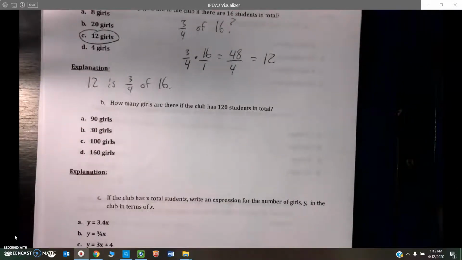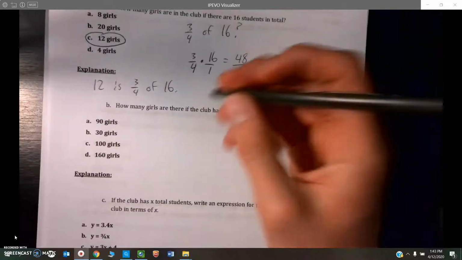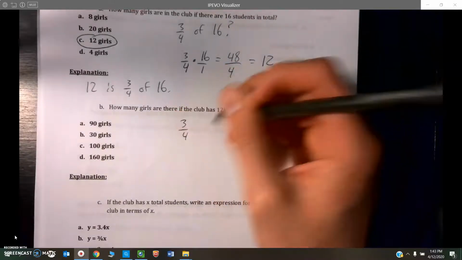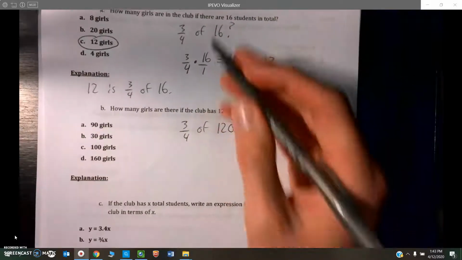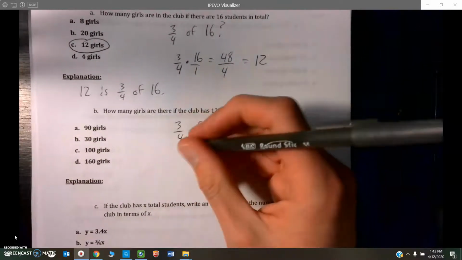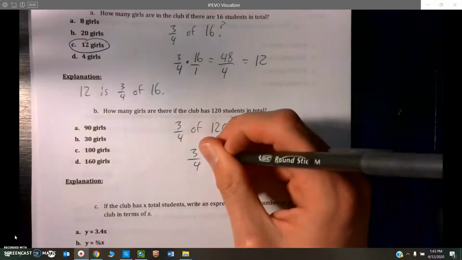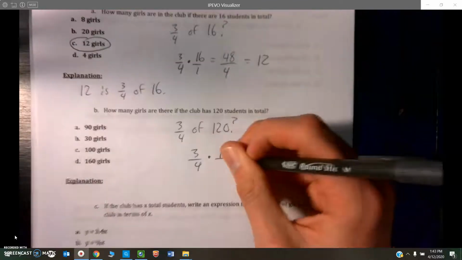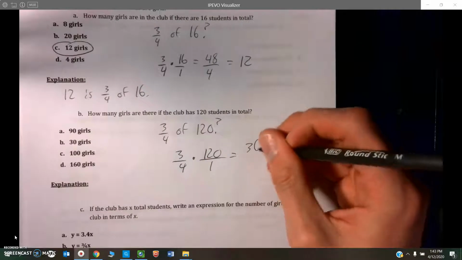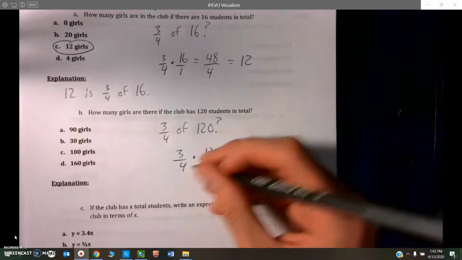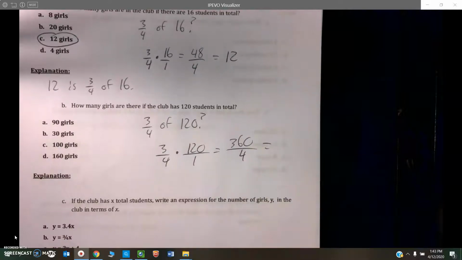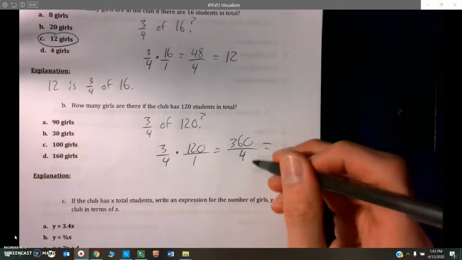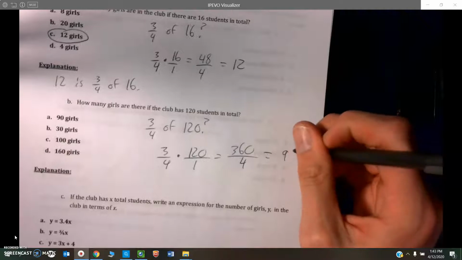So how many girls are there if the club has 120 students in total? Okay. So once again, I need to know what 3/4 of 120 is. So same process as before. If I want to know what 3/4 of 120 is, I just have to multiply 120 by 3/4. That would be 360. 4 times 1 is 4. Fractions are division, so we can simplify this, and 360 divided by 4 is 90.